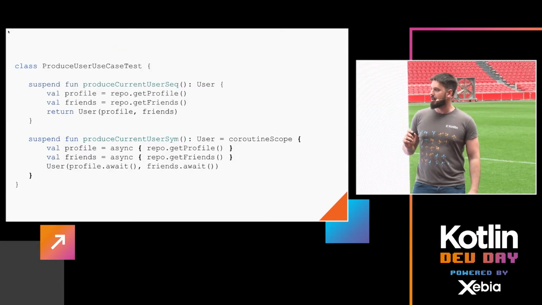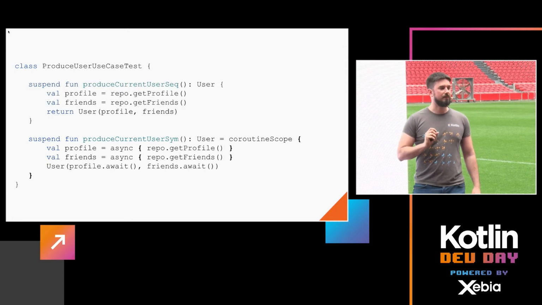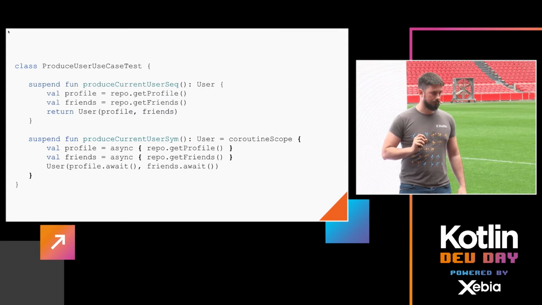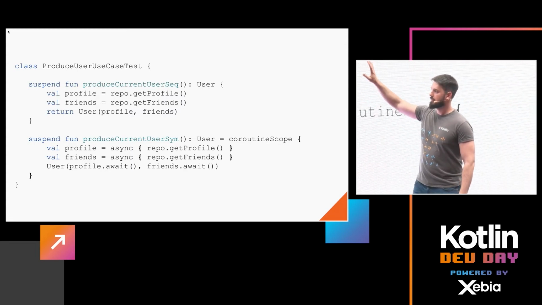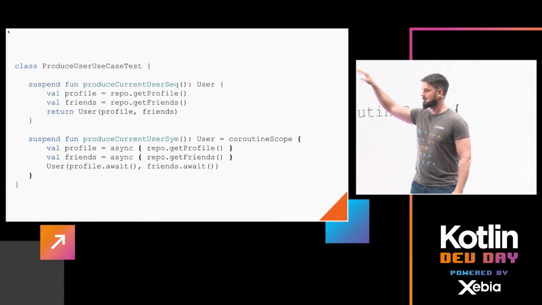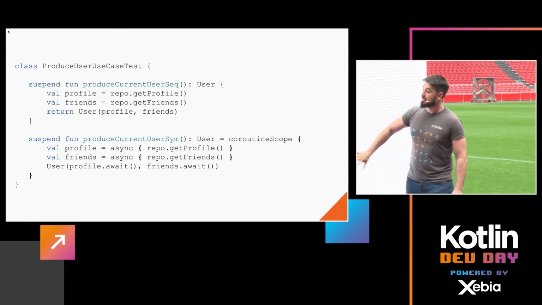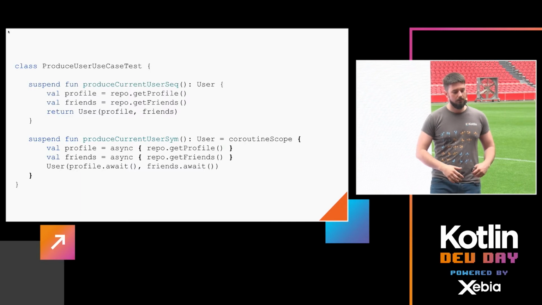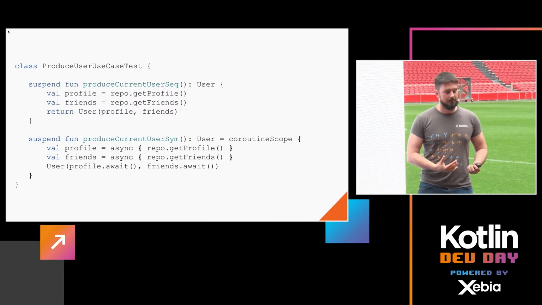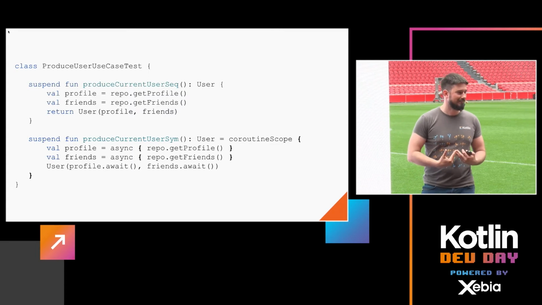But the fun starts when you want to test something that I call time dependencies. So take a look at those two functions. The first one gets profile and gets friends, and produces a user out of them. The second one does exactly the same, but asynchronously. Okay? So what's the difference? From the external behavior, there is no difference.